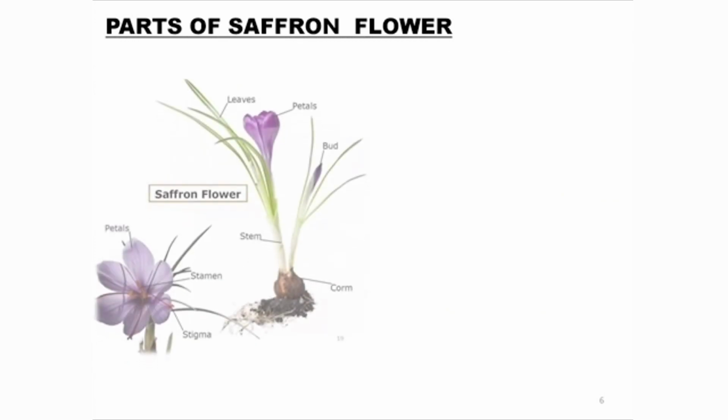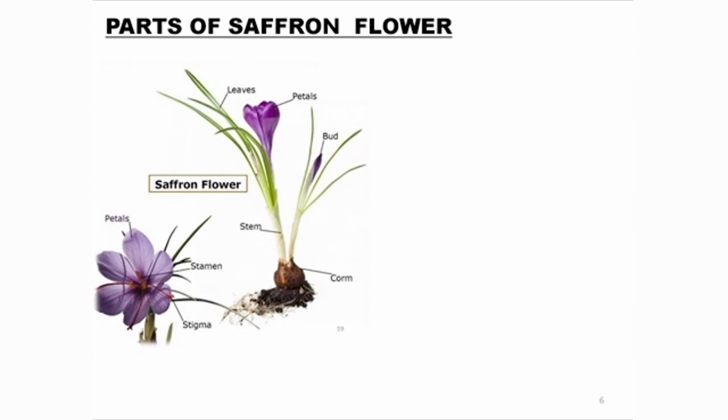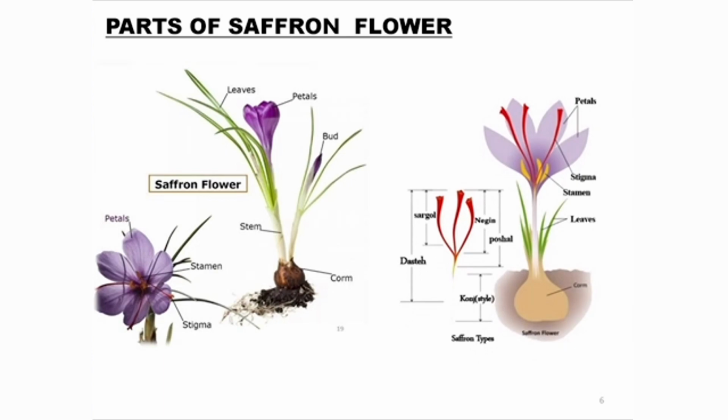Next, we see the parts of the saffron flower, which generally comprises leaves, petals, buds, stem, and the below part, which is called the corm. It also has the petal, stamen, and the stigma. Saffron is generally a plant of small height, around 10 to 25 centimeters, and it develops from bulbs. There is a corm, which is a tuberous and bulbous structure around 2.5 to 3 centimeters in diameter, coated with fiber of whitish and earthy color. The saffron flower is a single, terminal purple flower comprising six petals, three stamens, and three orange-red stigmas.